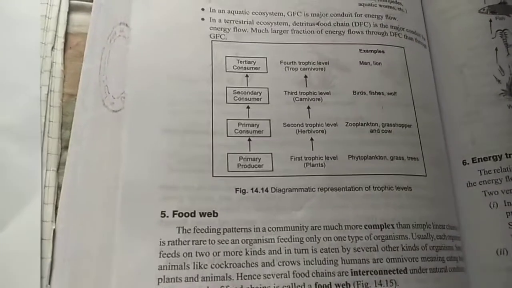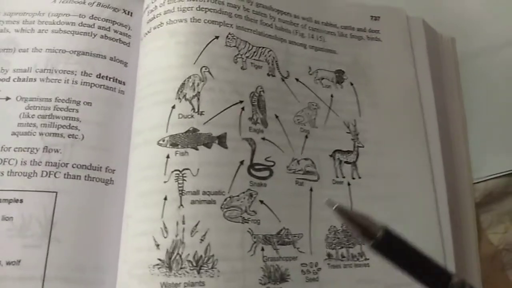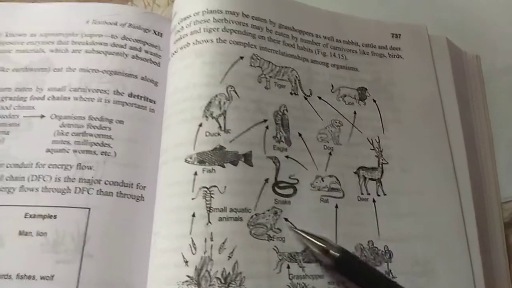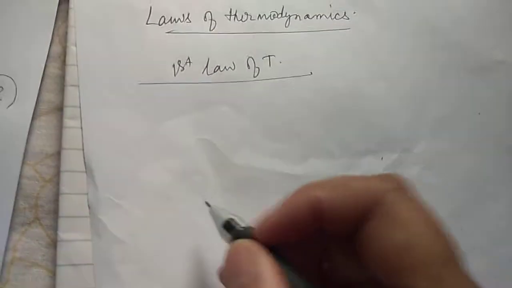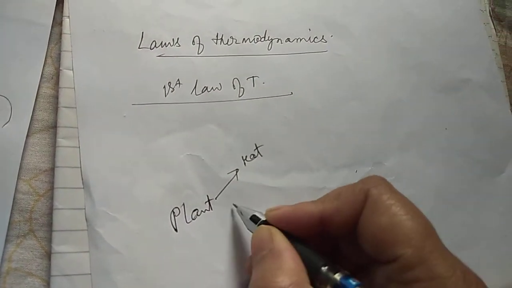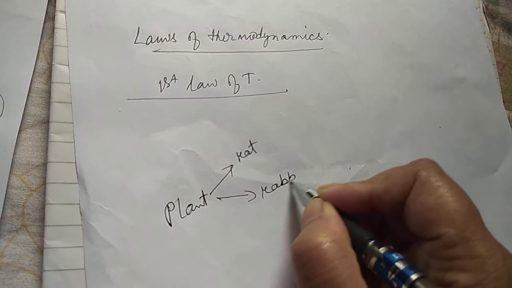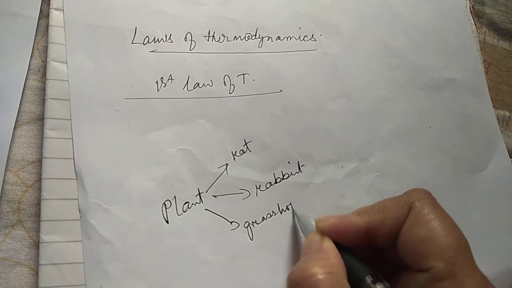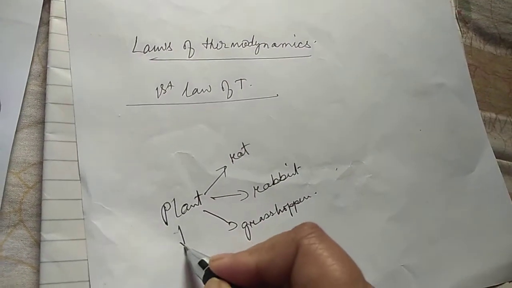The next topic is food web. In an ecosystem, we do not find a single food chain, but we find a series of food chains. Here we can see all the food chains are linked together. Let us see an example. Plant is eaten by rat, rabbit, grasshoppers, deer.